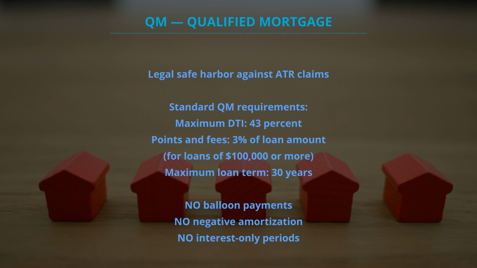The Qualified Mortgage Rule, QM, provides lenders with a legal safe harbor against ATR claims. When a loan meets QM standards, the lender is protected from claims that they failed to verify the borrower's ability to repay. Standard QM requirements: maximum DTI of 43%, points and fees capped at 3% of the loan amount for loans of $100,000 or more, maximum loan term of 30 years, 40-year loans are not QM, and no balloon payments, no negative amortization, and no interest-only periods.